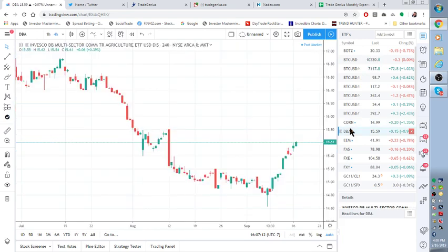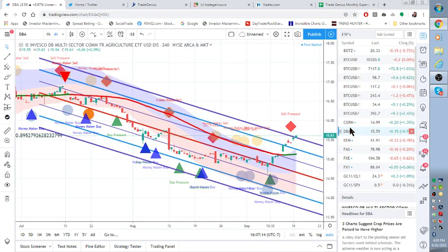Okay, we have DBA, which is another food one, but more diversified. And you can see this thing's starting to change trend. It's above the moving average. We have a trend change on the moving average. And now here's the thing: it's pushed up to 3 standard deviations, likely to pull back and provide an opportunity to potentially buy the dip if you get some light blues here.